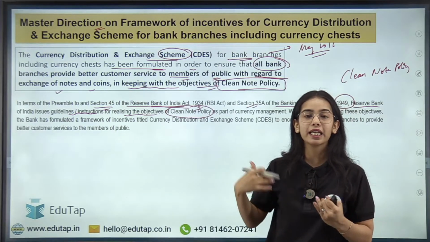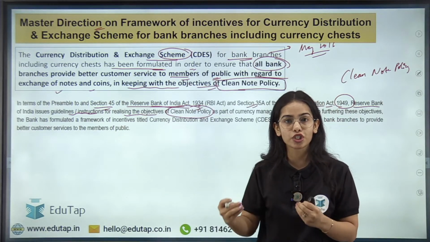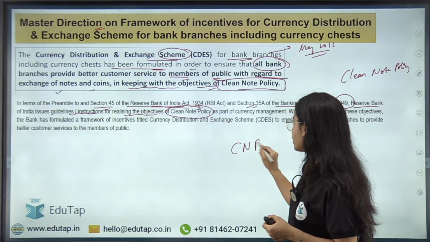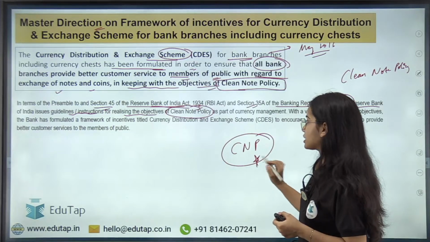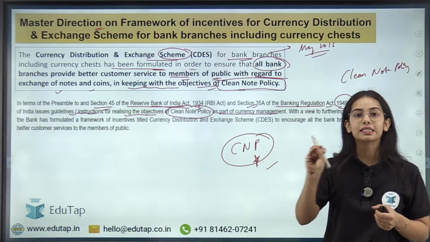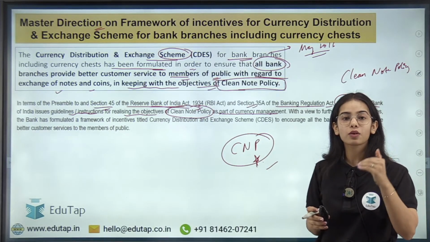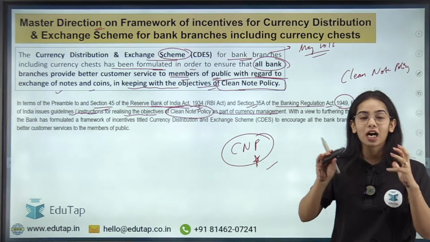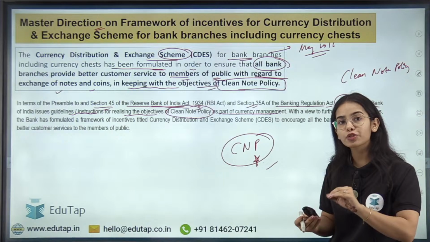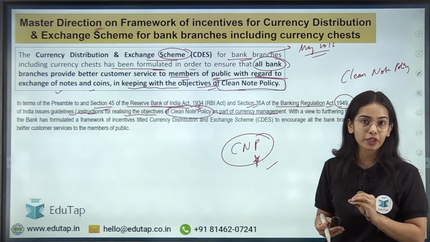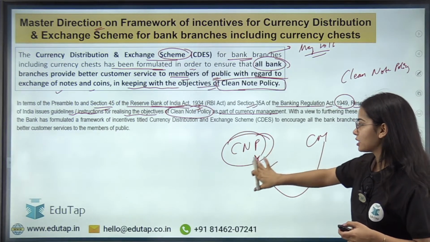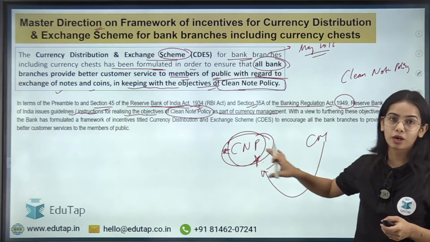So RBI has again and again released different guidelines and instructions for continuing with the clean note policy, or for achieving the clean note policy, as part of the currency management. This clean note policy is a part of currency management because the RBI is the one that is issuing the banknotes and regulating the money supply in the economy. Currency management comes under the regulation of the Reserve Bank of India. So under currency management, the RBI is working on the clean note policy.